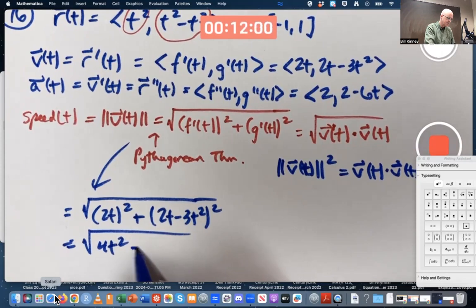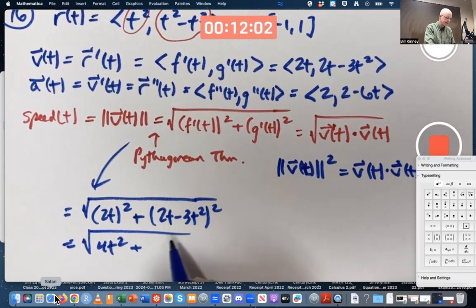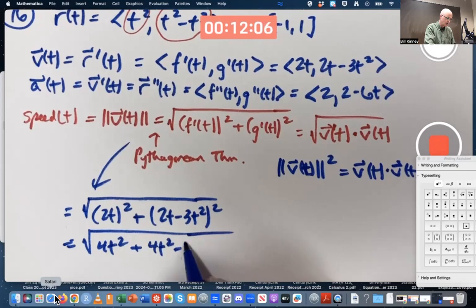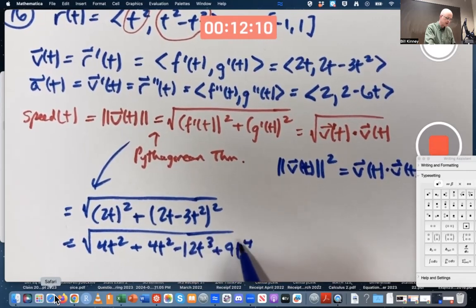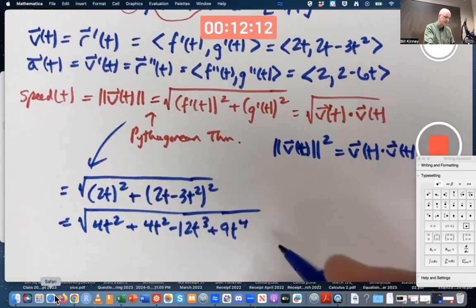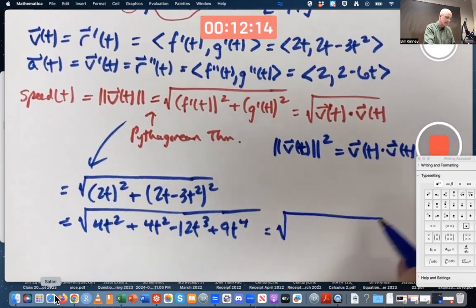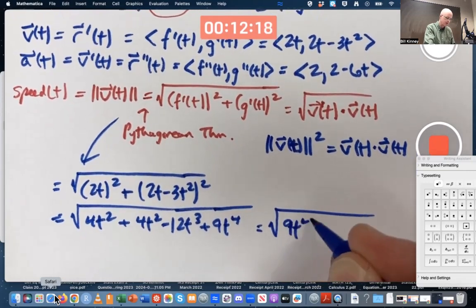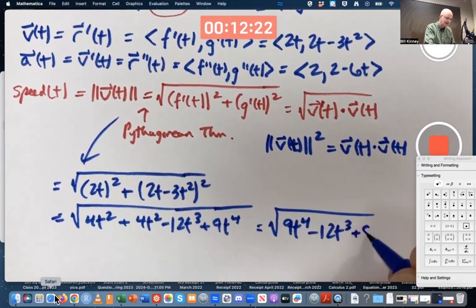4t squared plus, if I FOIL this out, I'll get a 4t squared and a minus 12t cubed plus 9t to the fourth, it looks like. Continue simplifying. The speed simplifies to the square root of 9t to the fourth minus 12t cubed plus 8t squared.